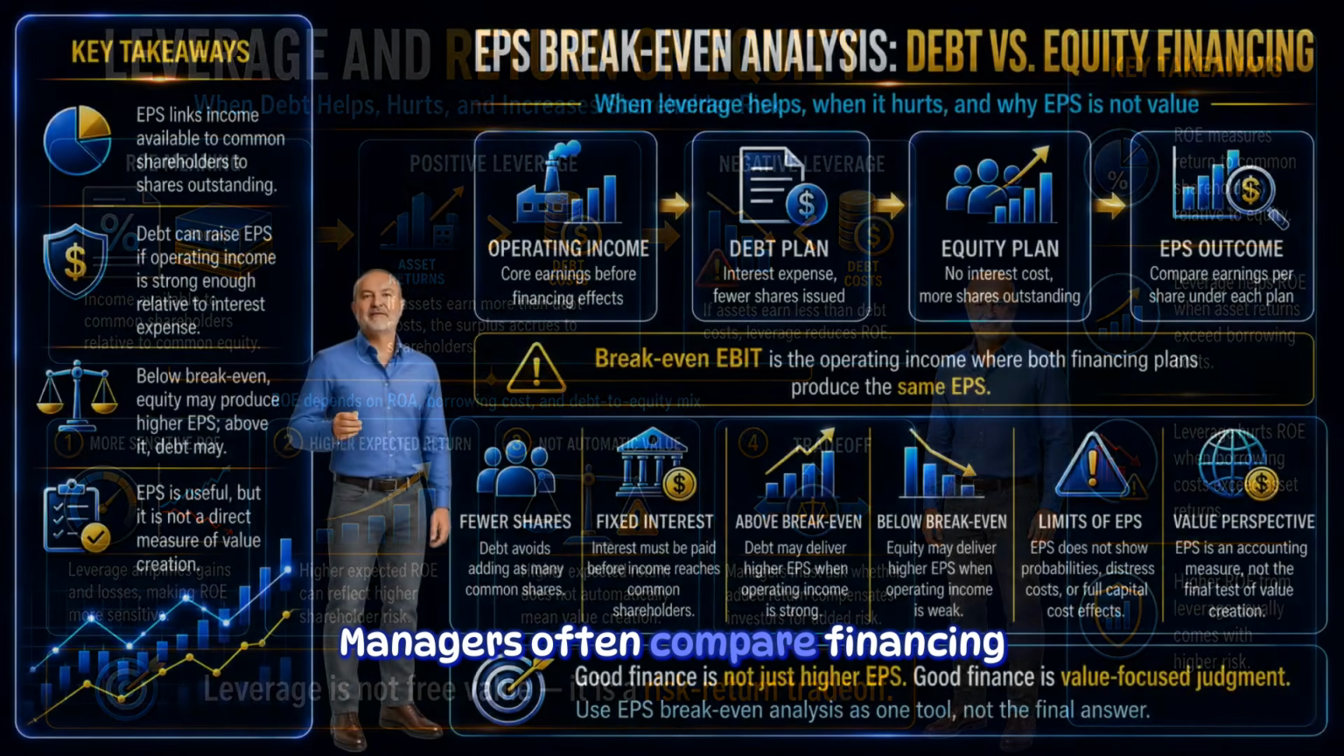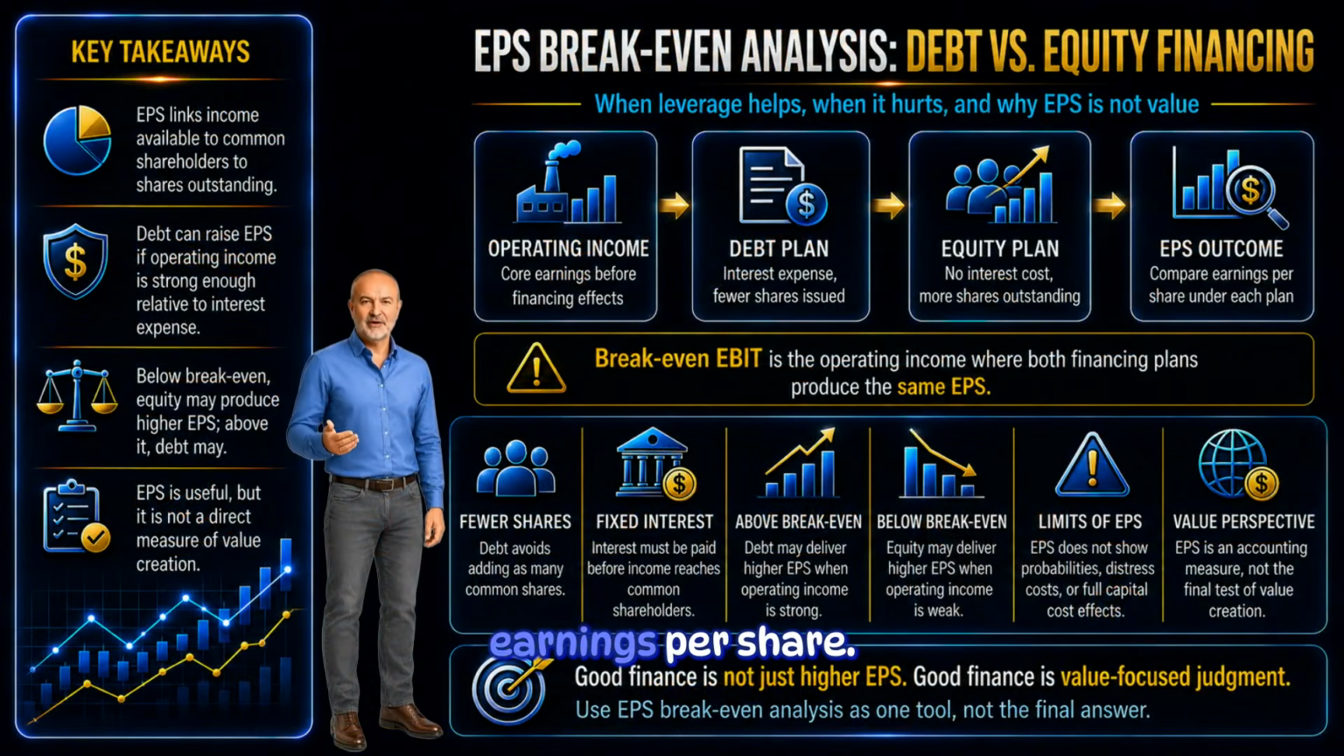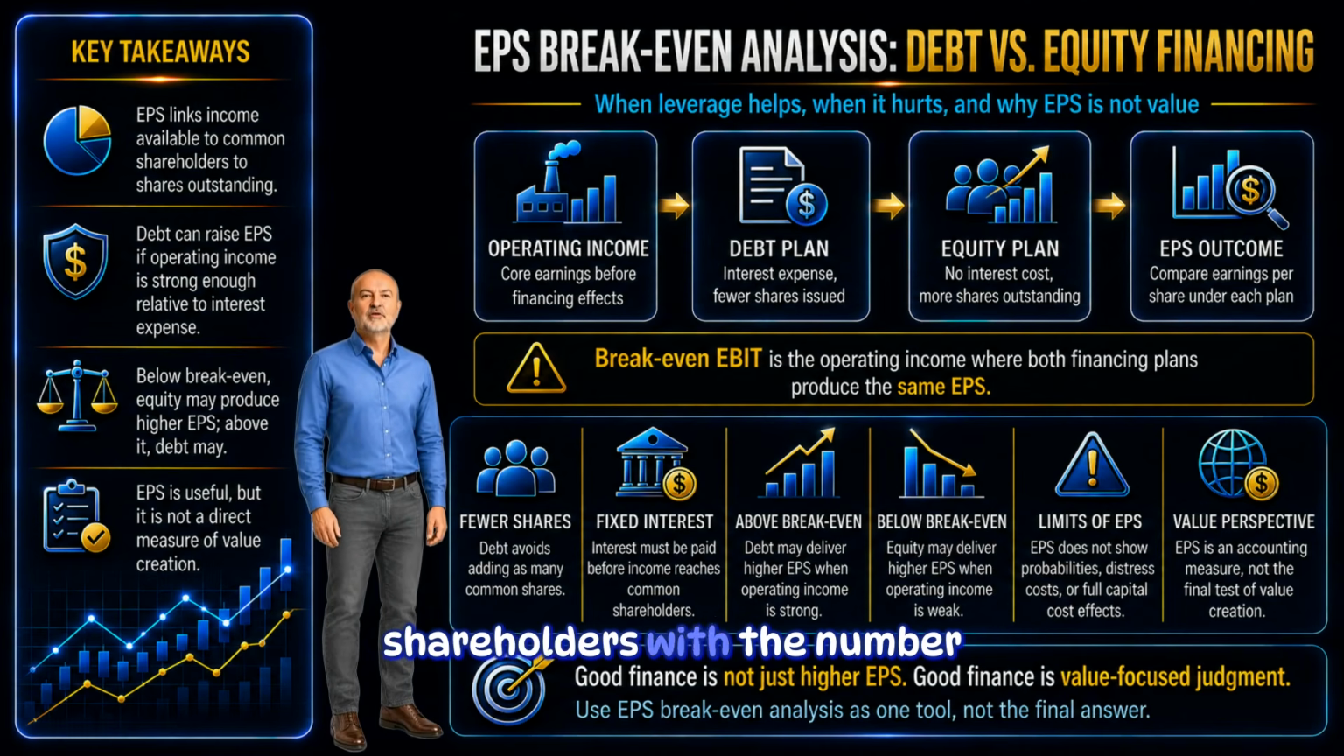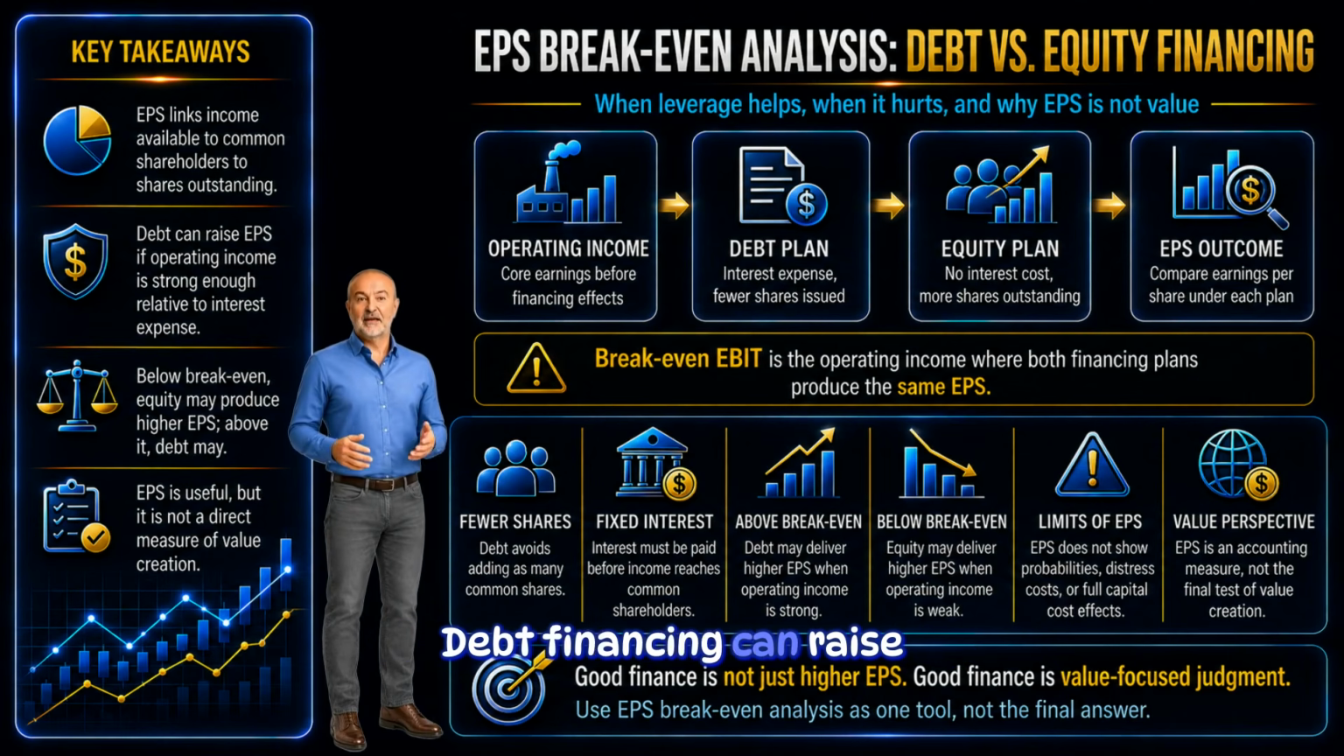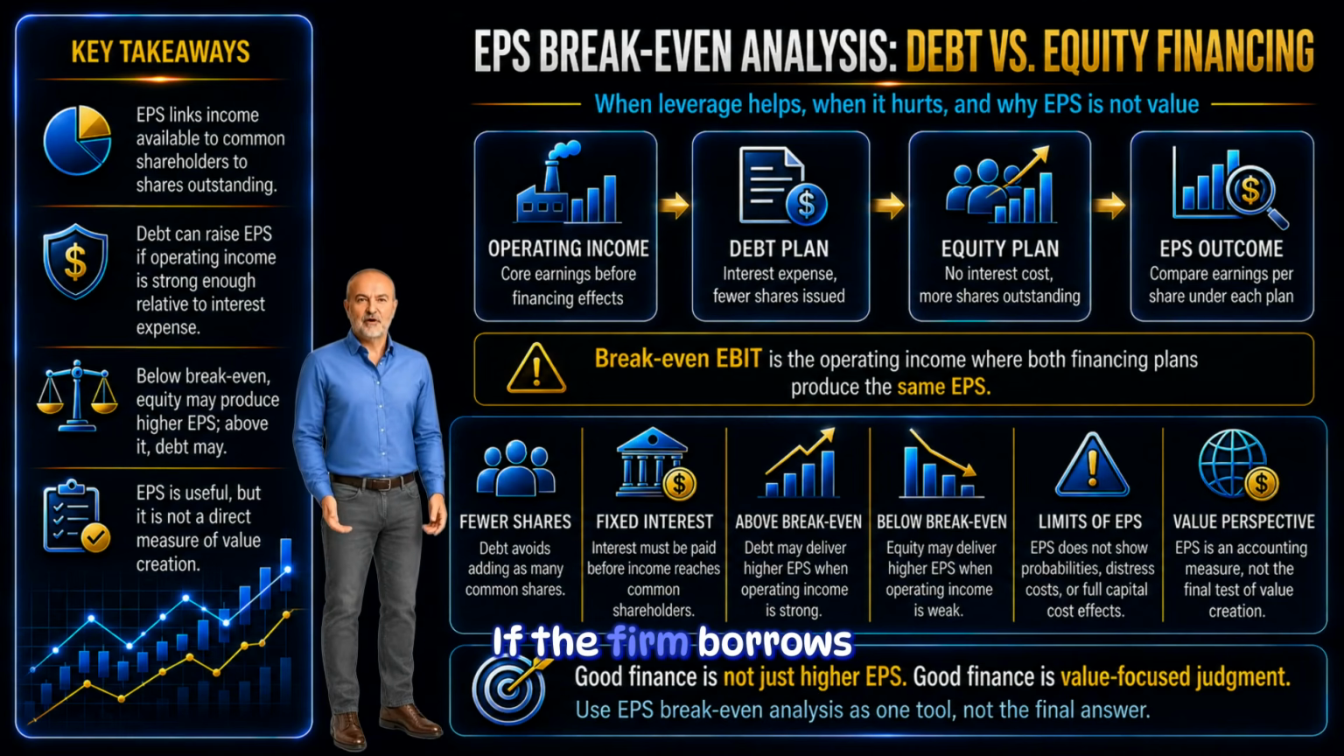Managers often compare financing plans by looking at earnings per share. Earnings per share connects income available to common shareholders with the number of common shares outstanding. Debt financing can raise earnings per share for a simple reason. If the firm borrows instead of issuing shares, it avoids increasing the share count.